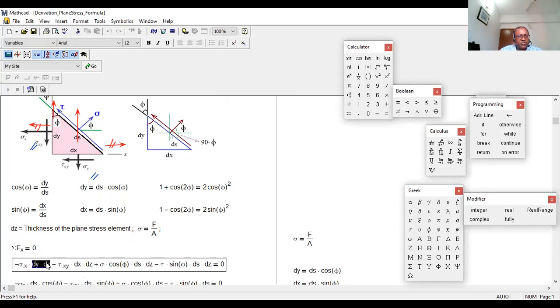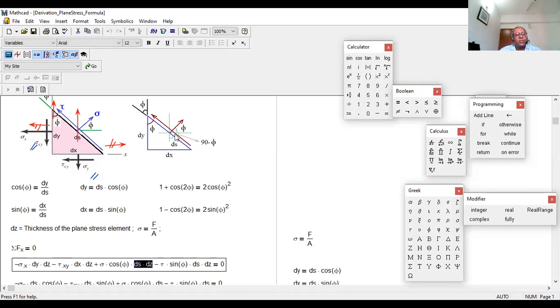So dy into dz. Then this tau xy, negative x-axis, minus, this is stress. What is the area? dx into dz. So this is the area. Now this one, horizontal component will be sigma cos phi. This is the horizontal component. What will be the area? ds into dz. This is the area.